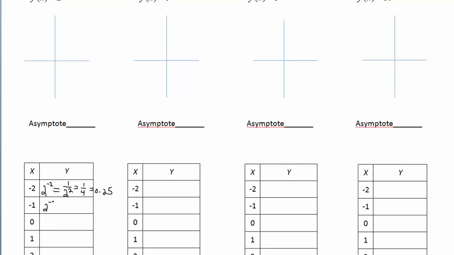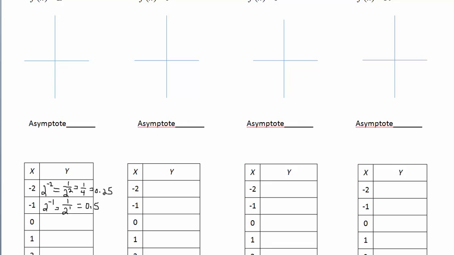Next one, 2 raised to the negative 1 power. That would be the fraction made with the positive exponent of 1 over 2 to the first. Let's go ahead and change that to 0.5. That'll help us when we graph it. If we weren't graphing, if that wasn't the objective, I'd probably just leave my answer as 1/2.